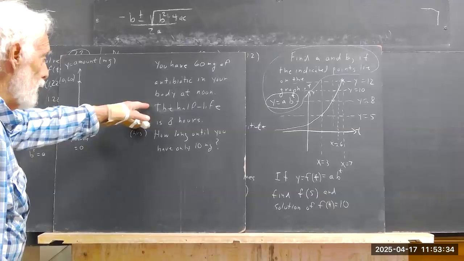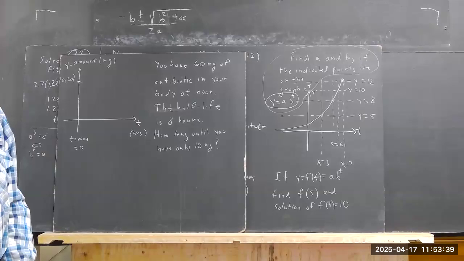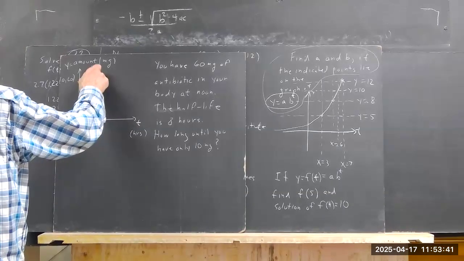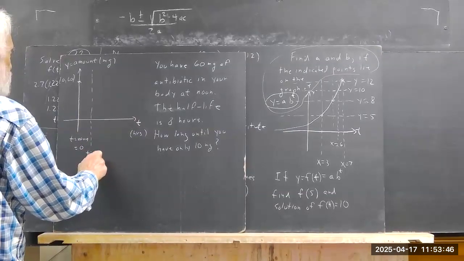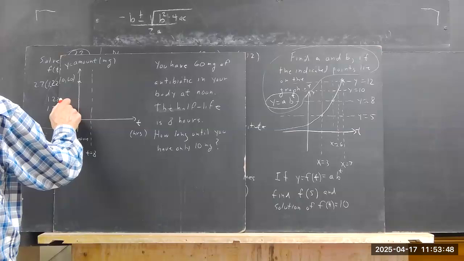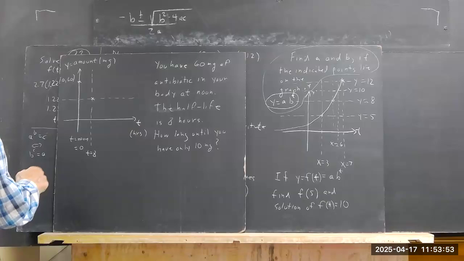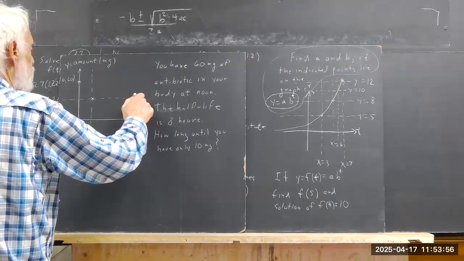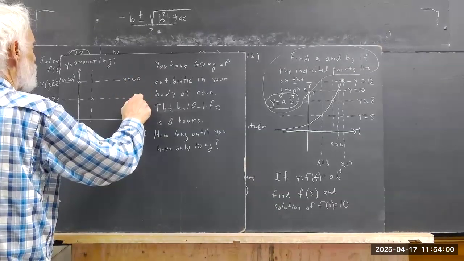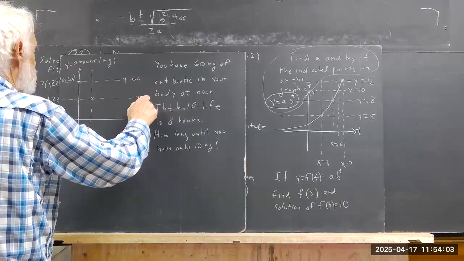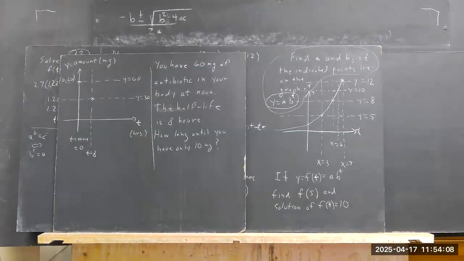Okay, well, the half-life is 8 hours. What does that mean? It means after 8 hours, you have half as much. So you could put a line here, and you cut this in half, and you've got a point. This is the line y equals 60. This is the line y equals 30.